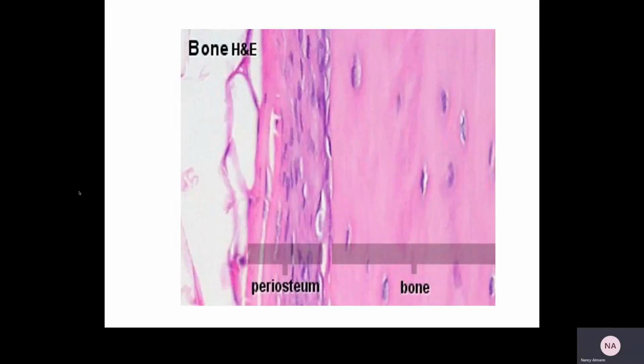This just shows you the periosteum relative to the bone on micrograph. So that was pretty interesting.